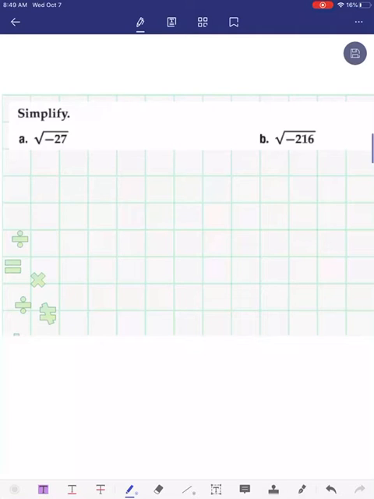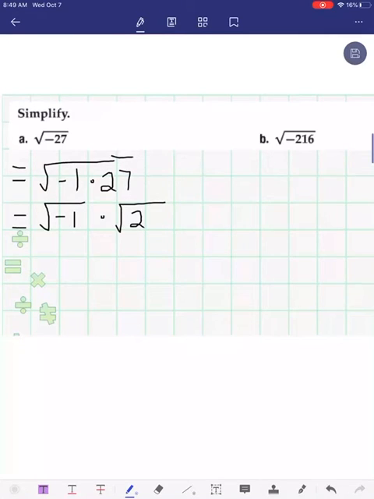So what we want to do in order to simplify that is we want to go ahead and break apart that negative. So we're going to say -1 times 27. Now, remember that whenever I have two things that are being multiplied inside of a radical, I'm allowed to break apart that multiplication. That's only true with multiplication. It's not true with addition or subtraction. But here I have multiplication.